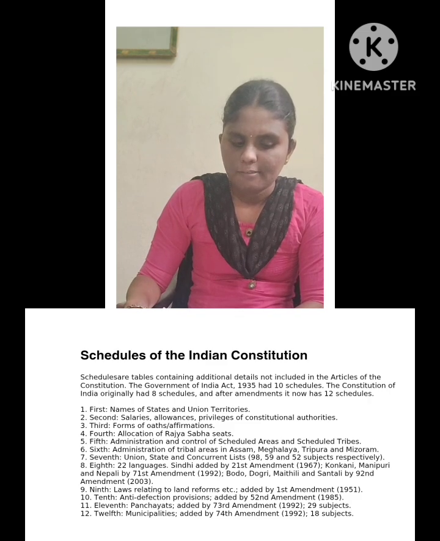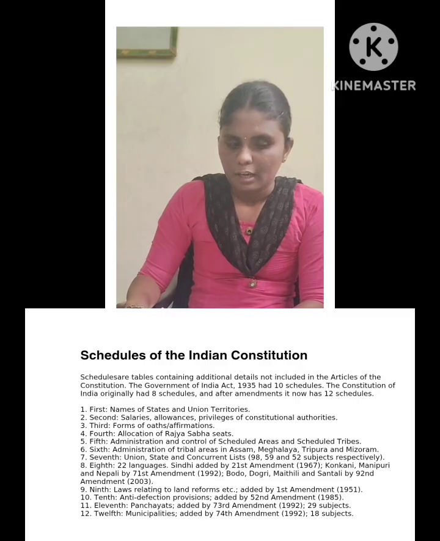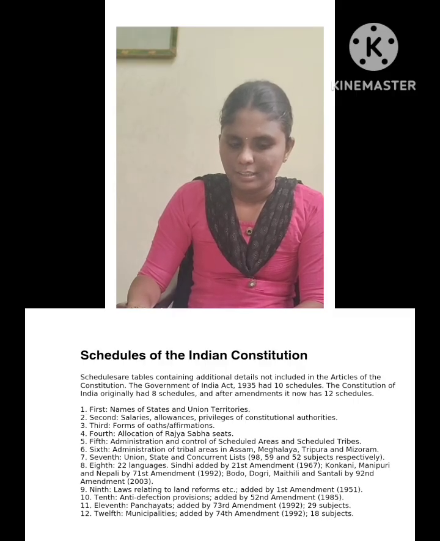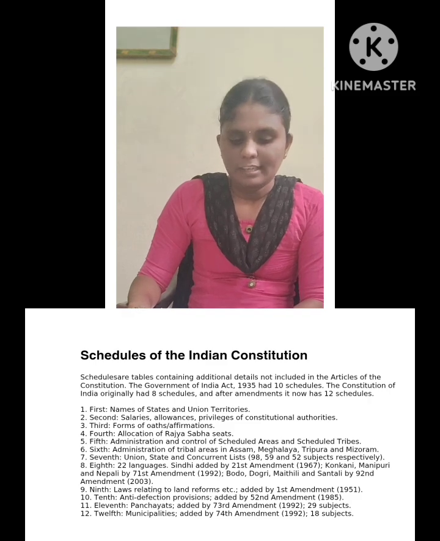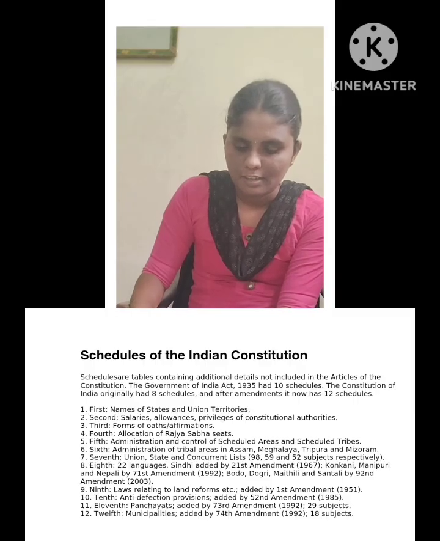These schedules were first mentioned in the Government of India Act of 1935, right? In that act, there were 10 schedules, okay? After independence, in 1949, we had 8 schedules only, right? After all the amendments till today, we have 12 schedules in total, right? This is a brief introduction about the schedules, right? Now let's move into the schedules of the Constitution of India, right?